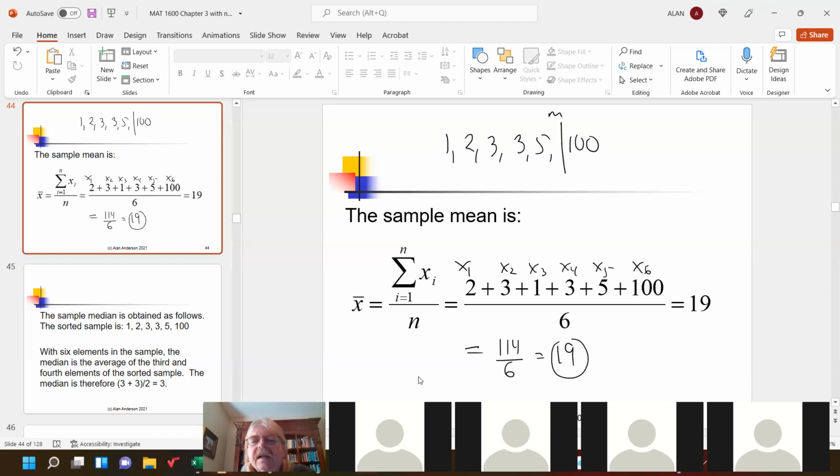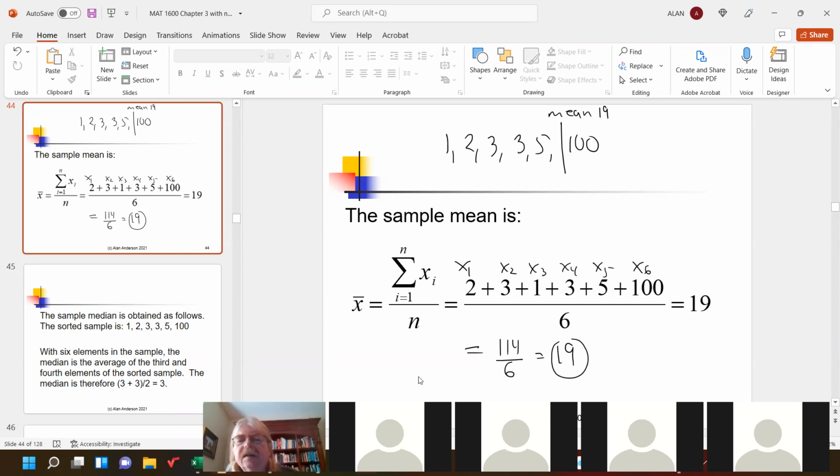The mean is 19, which is significantly larger than 5 of the 6 elements. It is also significantly smaller than the 6th element. So in this case, the mean is distorted by the existence of this outlier. The mean is not giving us a good, accurate representation of the center of all of these numbers.